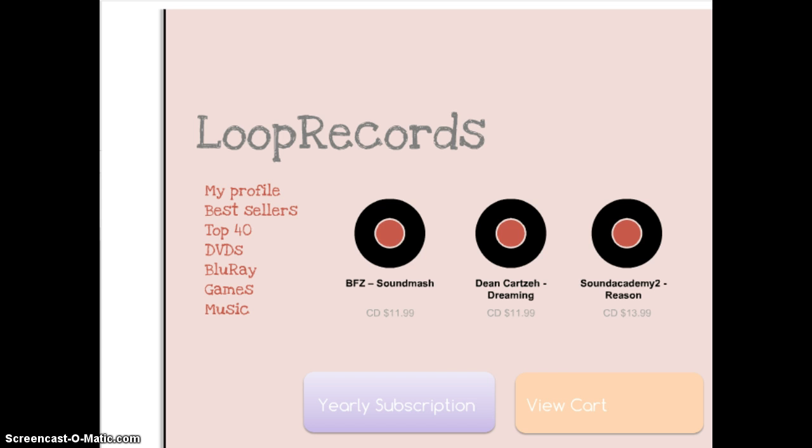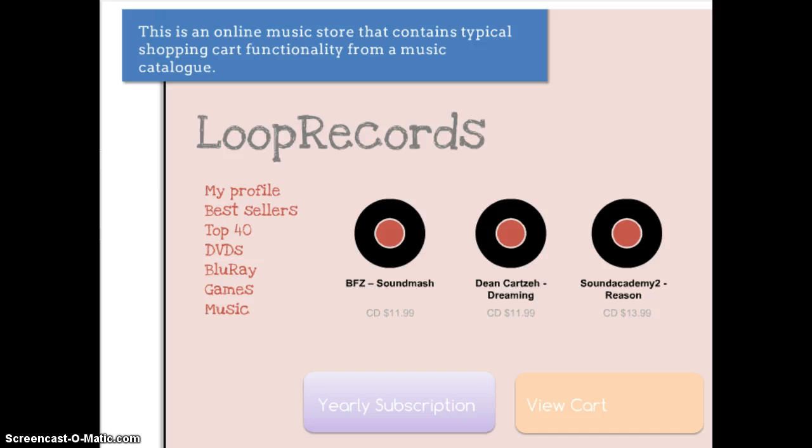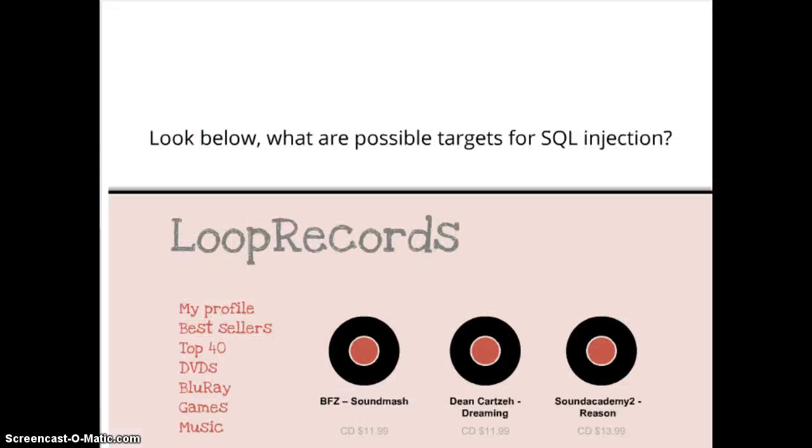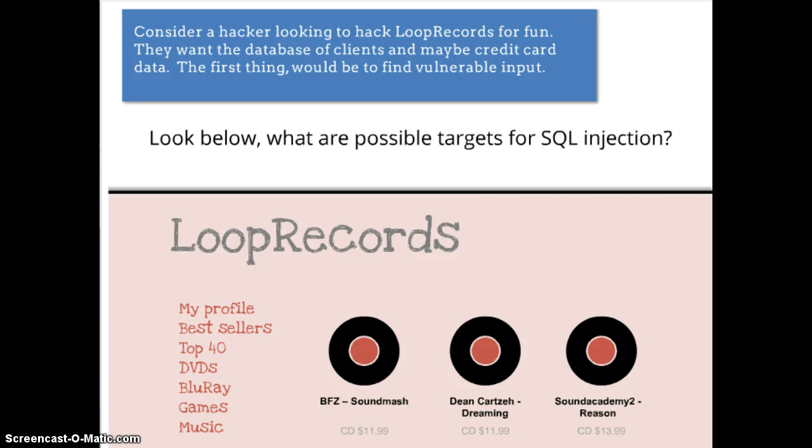Okay, so I want to show you now what SQL injection might look like in a real website. In this real-time example, we'll be using an online music store called Loop Records, and it serves the latest songs to its users through an online catalog. Remember that for a hacker to perform a SQL injection vulnerability, they're going to have to find some input on your site that will lead towards a database.